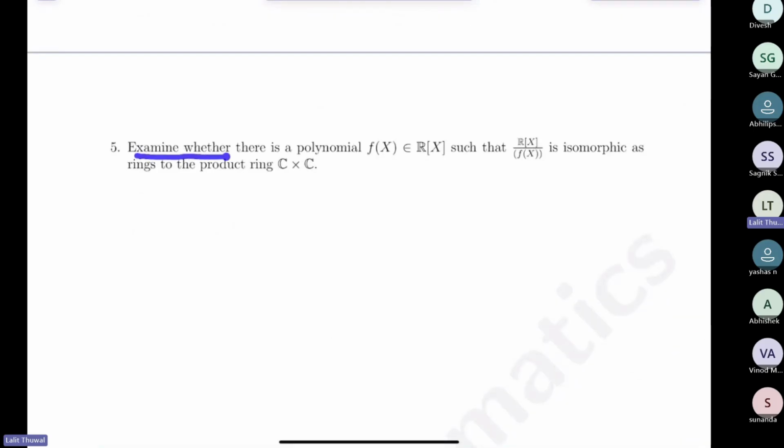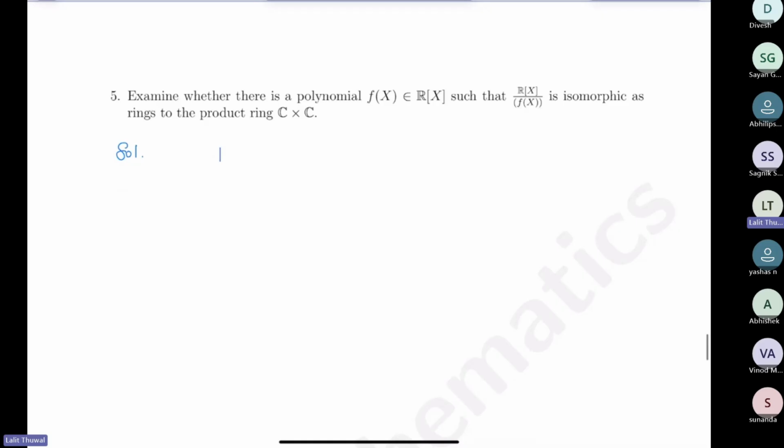So examine whether there is a polynomial f(x) in R[x] such that this is isomorphic as rings to the product ring C cross C. Here you will need Chinese remainder theorem. Okay. So this is an easy question. Now consider this. Okay. x square plus 1, x square plus 2.